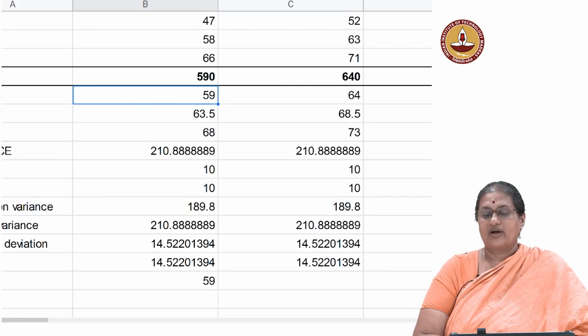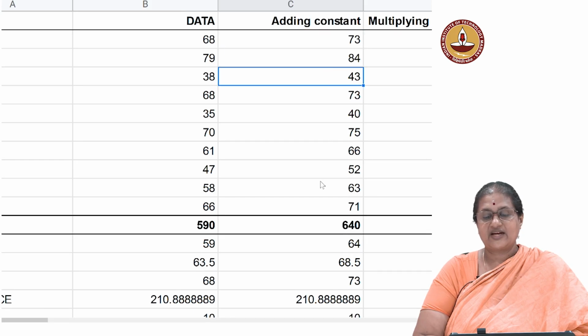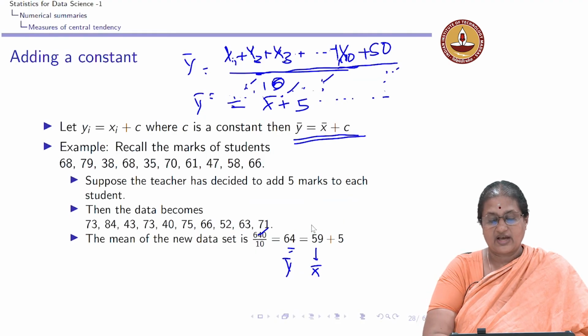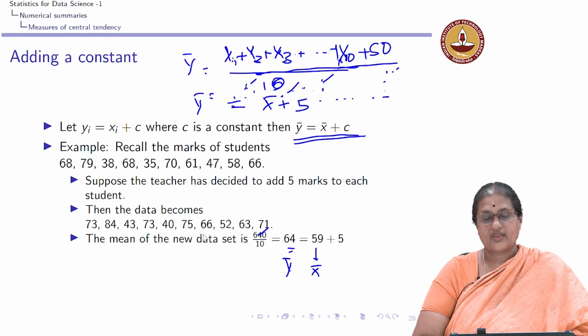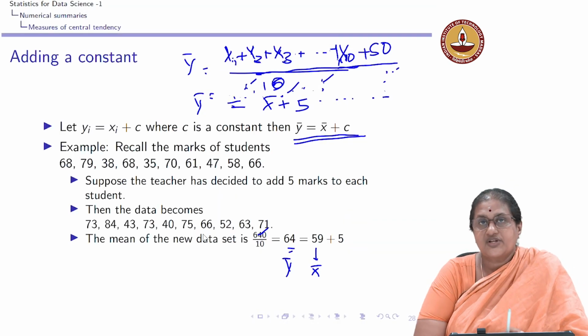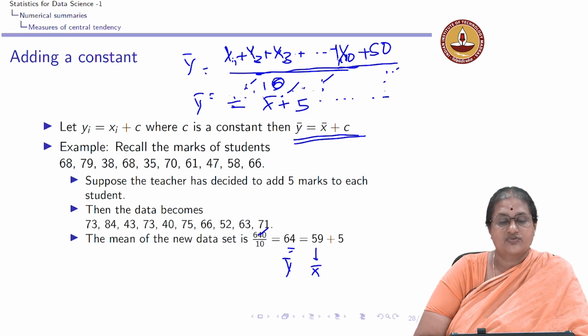So, here what we have done is, this is my original data set. I add a constant, that is 5, to every data point. This sum is equal to 640. That 640 is what I have here. And the mean is 64, which is equal to 59 plus 5. So adding a constant to every point in the data set is what we have seen so far.